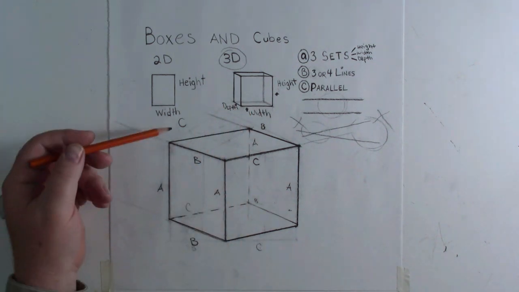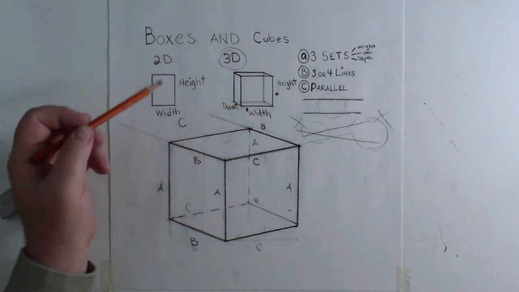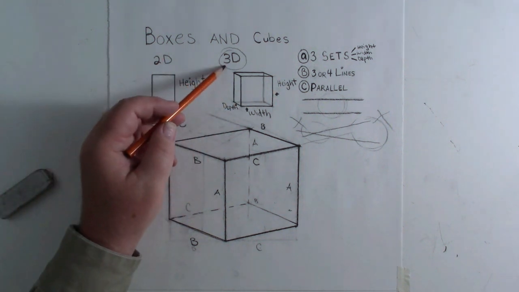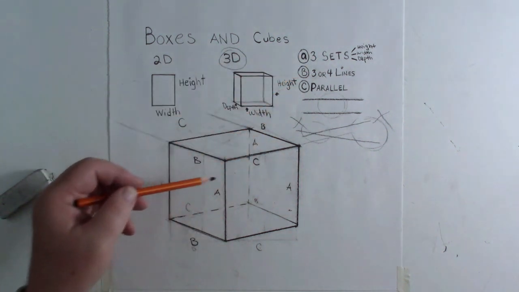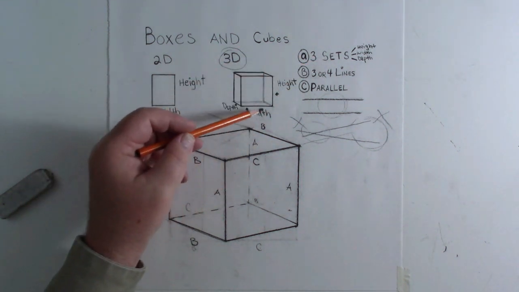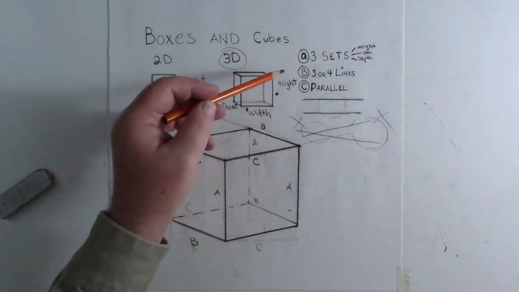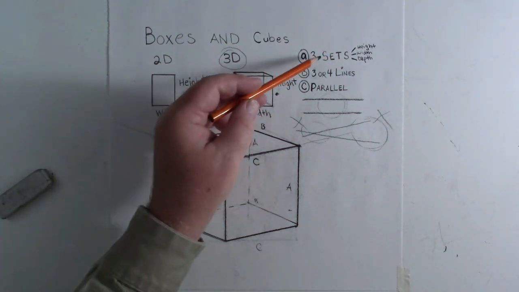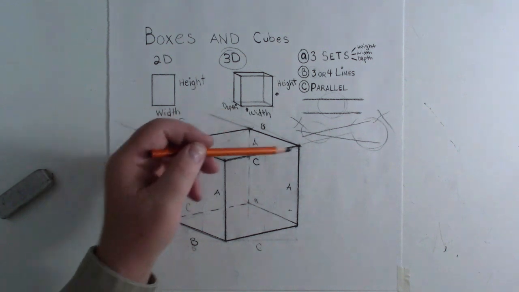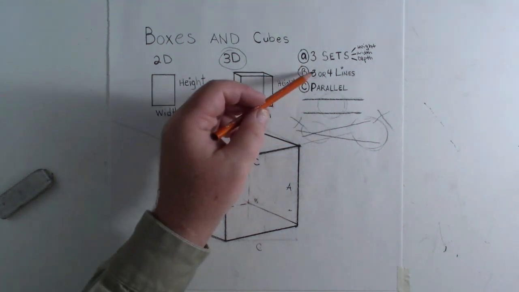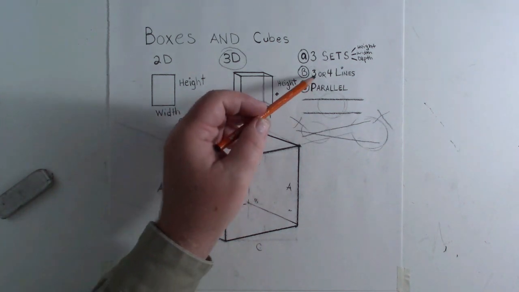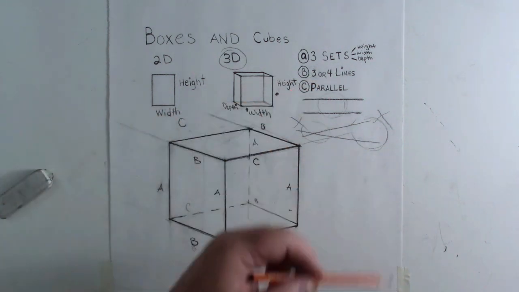So it's very important that we understand that whenever we have boxes and cubes, we always have a 3D object. So we're dealing with height, width, and depth. And that leads us to this: we have height lines, width lines, and depth lines. So we have 3 sets: height, width, and depth. And each one of these sets has 3 or 4 lines. And the relationship of every line in the set is that they're parallel.